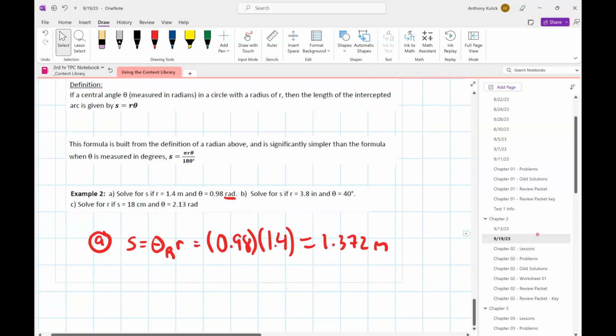Keep in mind that these questions all have a unit attached to them, so your answer should have a unit attached to that. Here, an arc length should be in the same linear unit as your radius.